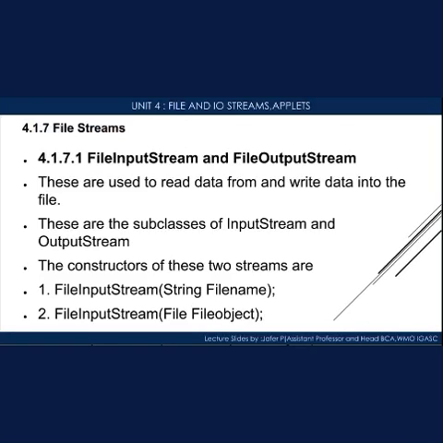When you are using input stream and output stream in your classes or program, you may get two constructors. One is FileInputStream with a string file name as the argument, and the other is FileInputStream with a File object as the argument. These are the two constructors you can see when you use FileInputStream.